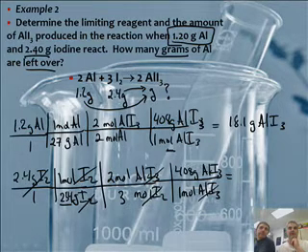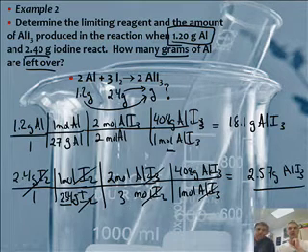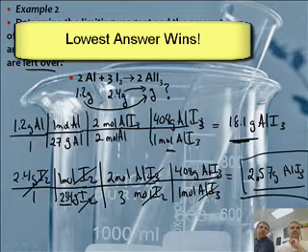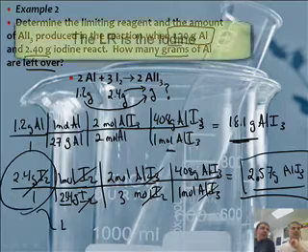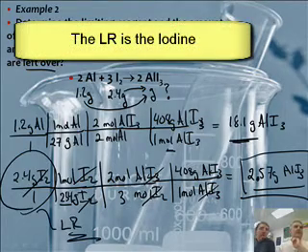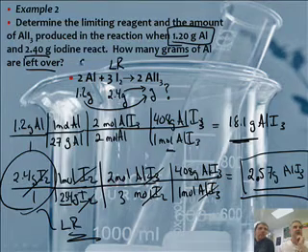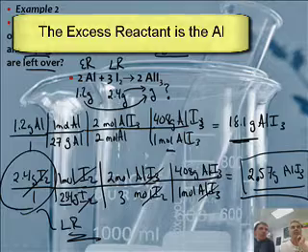What'd you get, Mr. Sams? I think this is going to be our very small 2.57. Oh, 2.57 grams of AlI3. So 2.57 is a smaller number than 18.1. It is. So therefore, the winner. That is the amount of product we will produce. So the limiting reactant is the 2.4 grams of I2, the iodine. So the iodine is your limiting reactant, or your LR, and your excess reactant is the aluminum.